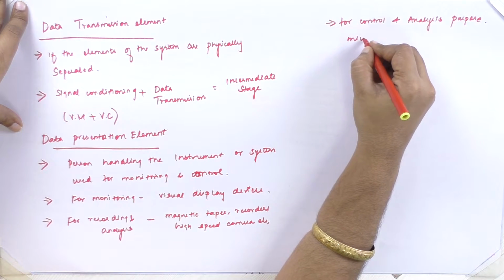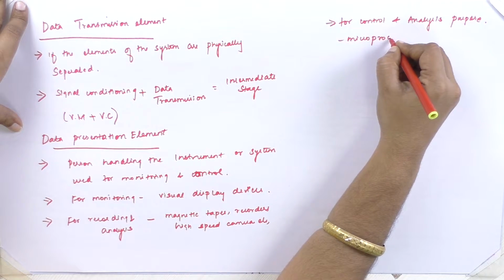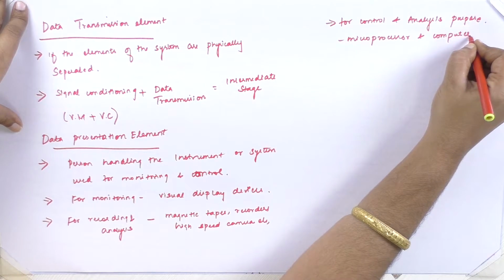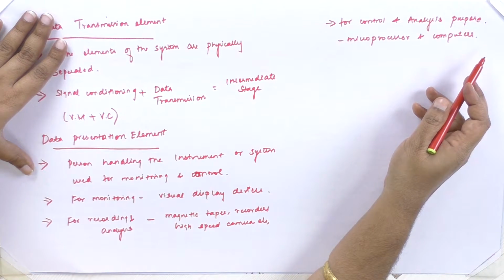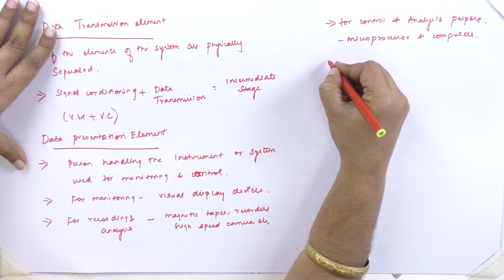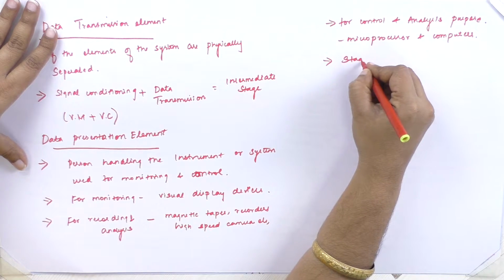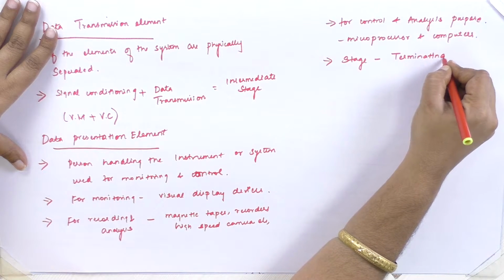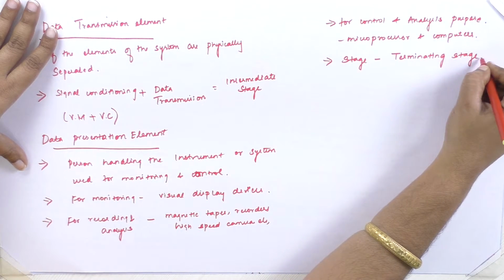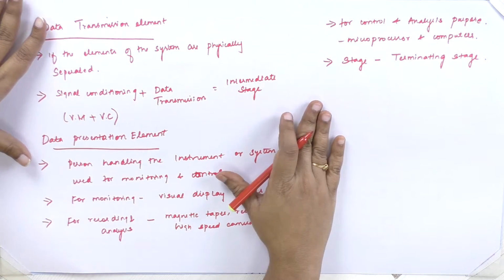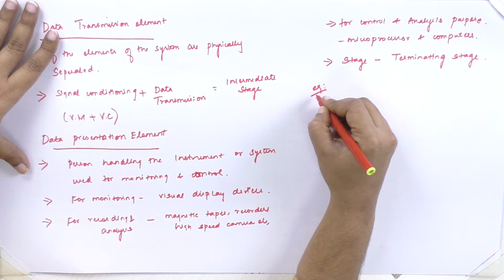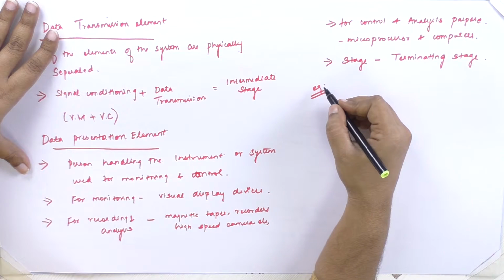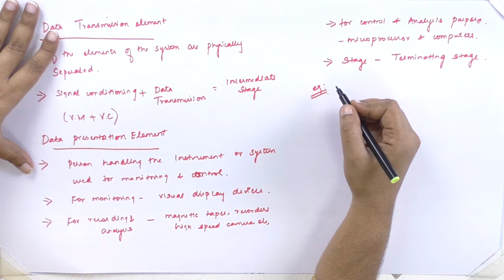we can use microprocessors and computers. So, microprocessors and computers are used for control and analysis purposes. So, this stage is called the terminating stage, which is the last stage where the quantity to be measured will be presented. Now, let us see the example for this. Let us see the example for the functional elements of an instrument.